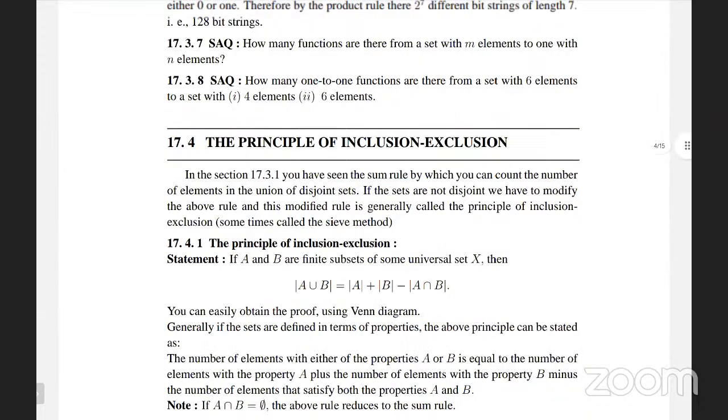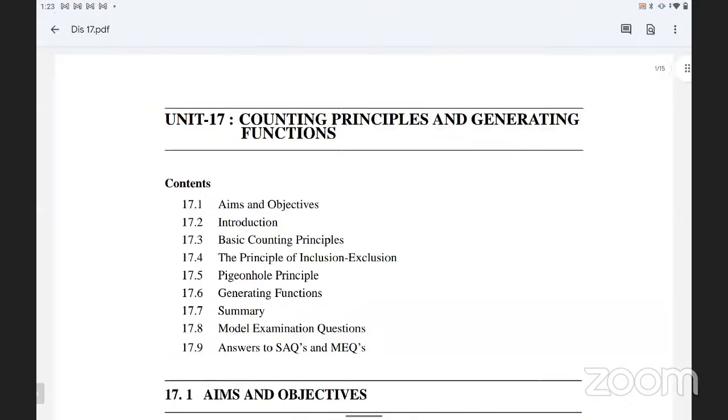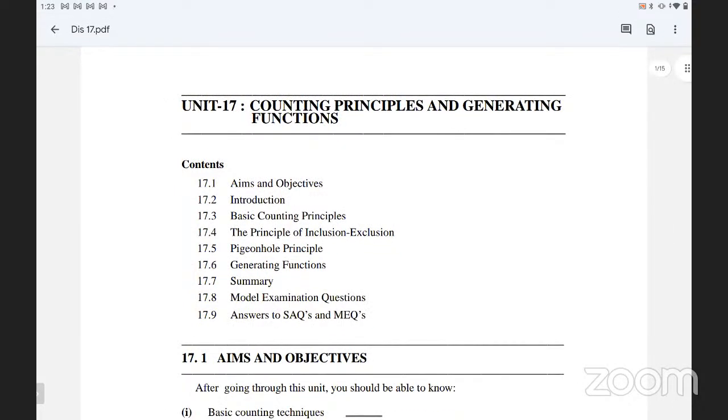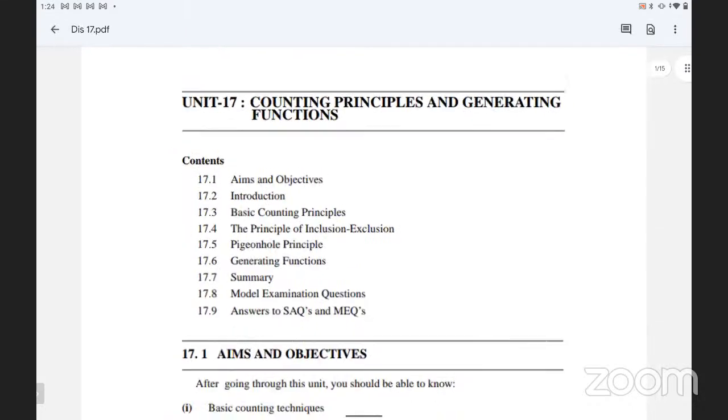Rest of that, another 7 minutes will be there. Do you have any doubts in this unit 17? If you have any doubt, you can ask now.